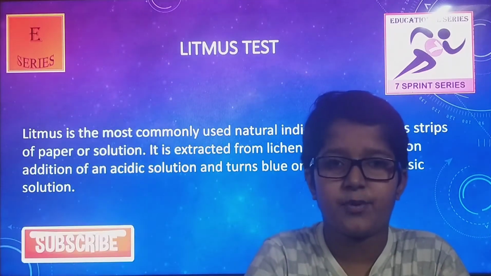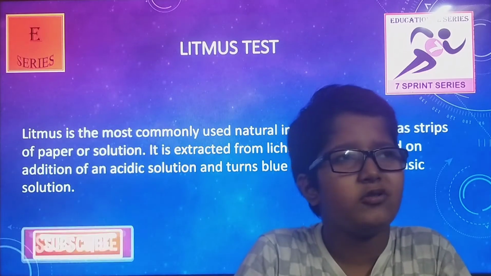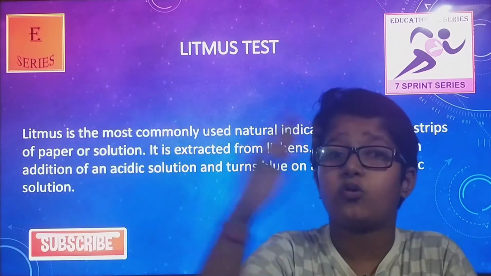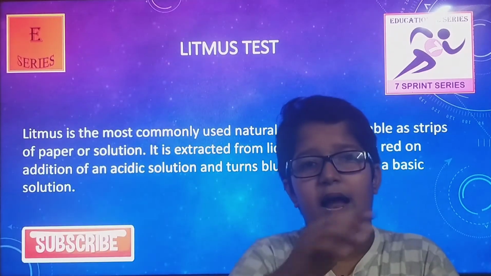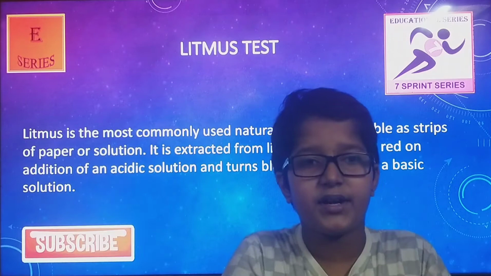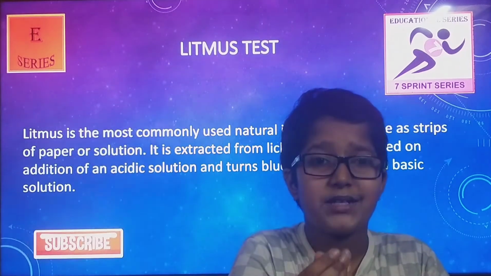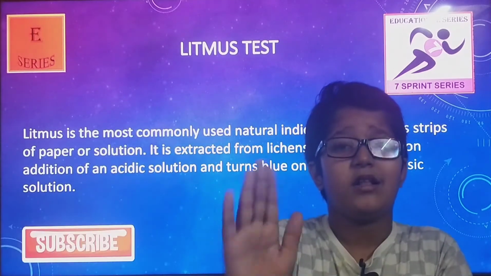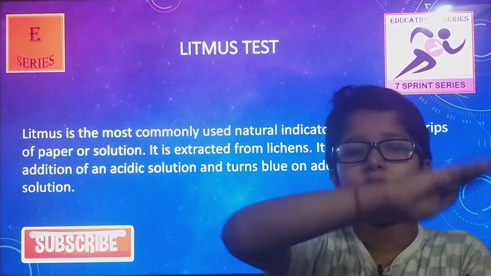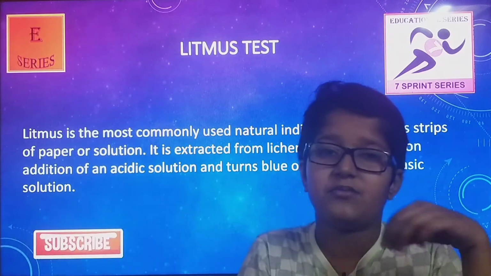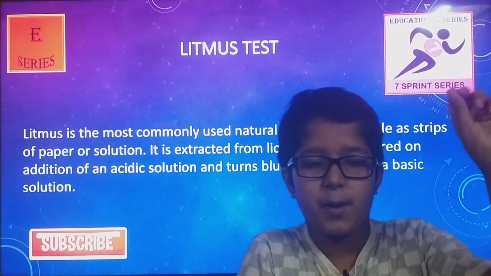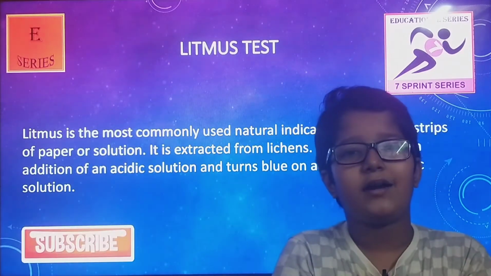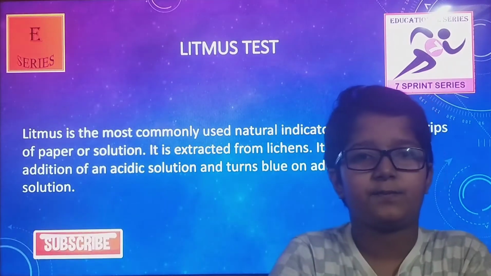This is the litmus paper or litmus solution. Litmus solution is formed from a plant called lichen, which grows sometimes on the roadsides or in the wild. They crush it, grind it and make a paste of it. That paste is mixed with water and made into a solution. That solution is used to make litmus paper. It is put on paper and it becomes litmus paper, and that solution we call litmus solution.